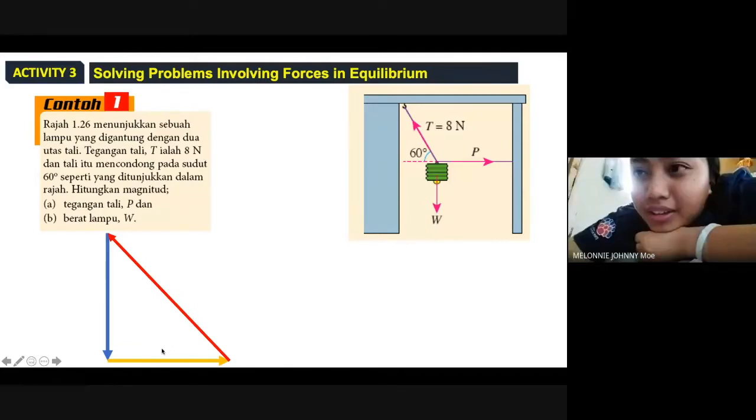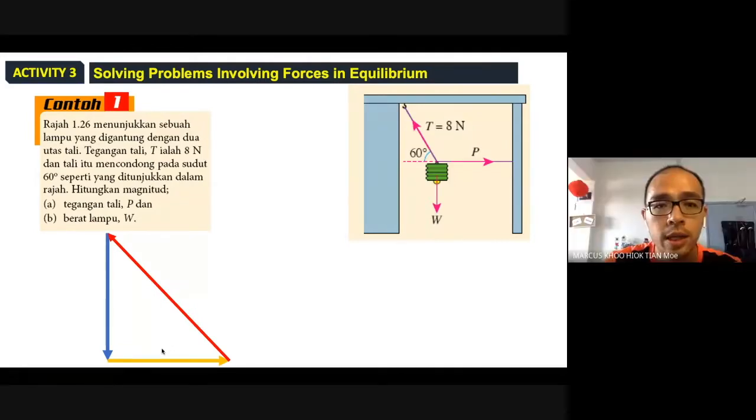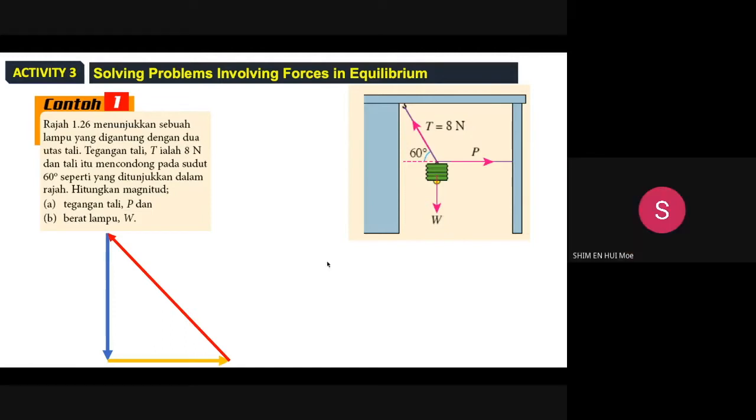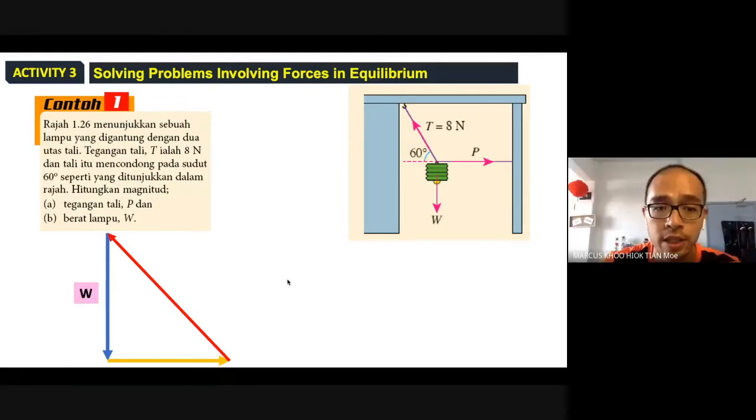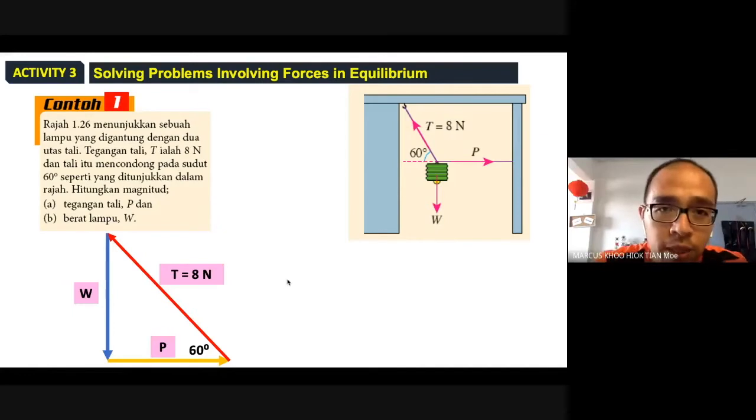Okay, very good. So can you tell me, this 60-degree angle, where do I put this 60-degree angle? Is it with the blue and the red, or with the red and the yellow? 60 degrees. Red and yellow. Okay, with the red and the yellow. So this W, this P, this is T equals 8, and we can use red and yellow. So, can you suggest to me how we can count the W and the P?